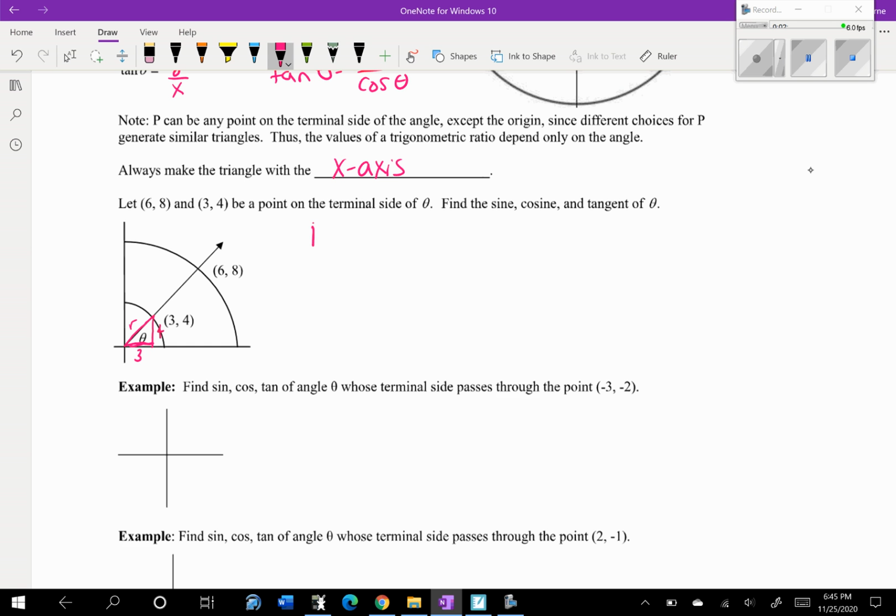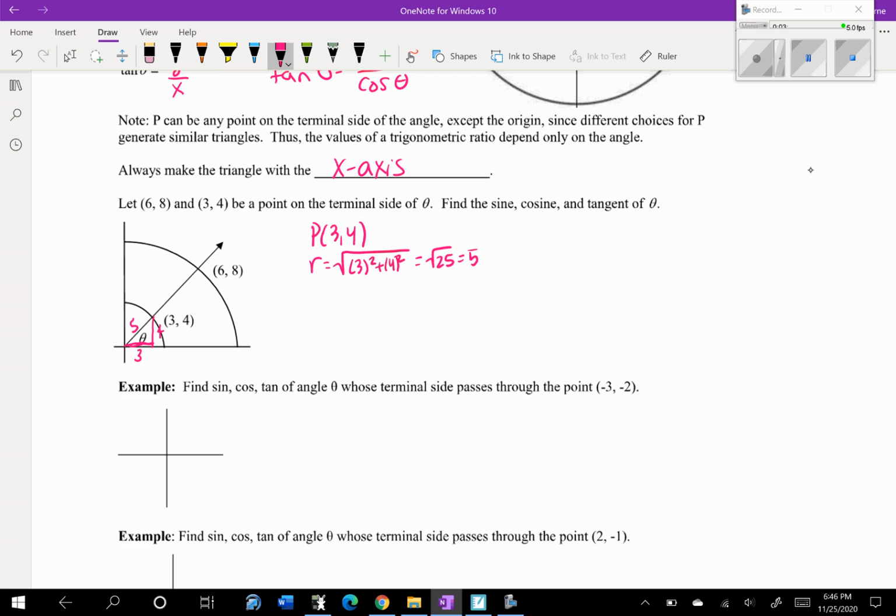So first we're going to do the point (3, 4). So r is equal to the square root of x squared plus y squared, which is the square root of 3 squared plus 4 squared. And so when we do that, that gives us 9 plus 16, which is 25, and when we take the square root of that, we get 5. So this is, of course, a 3, 4, 5 triangle. So I'm going to erase that r and put 5 there.